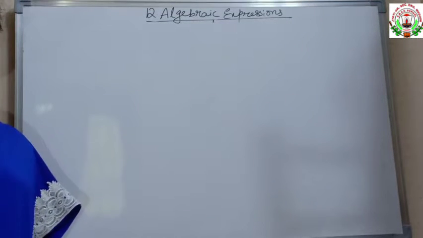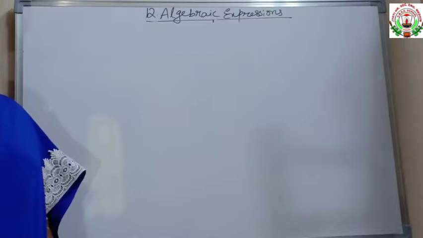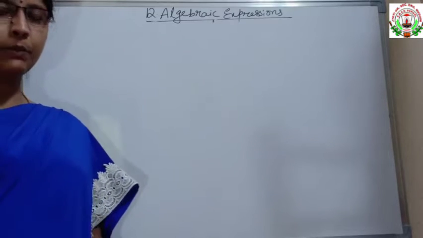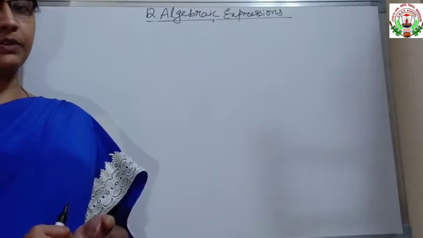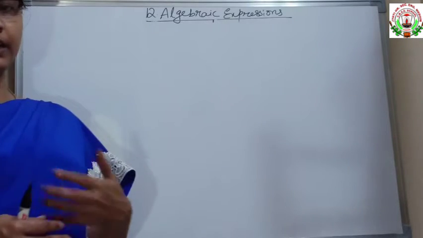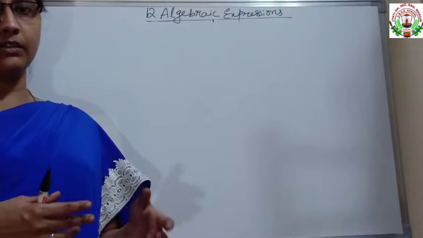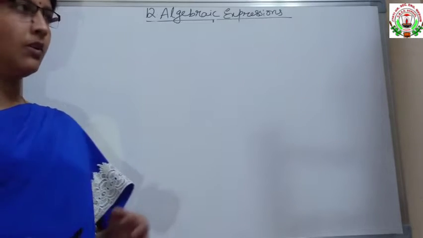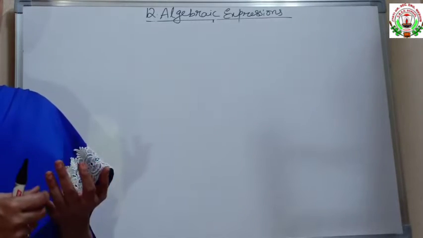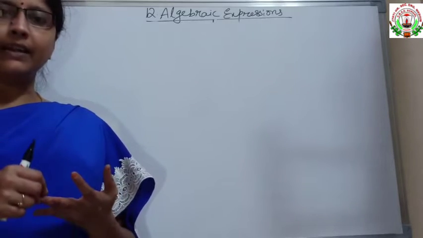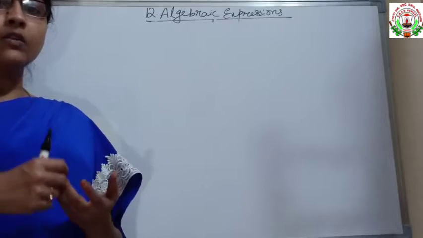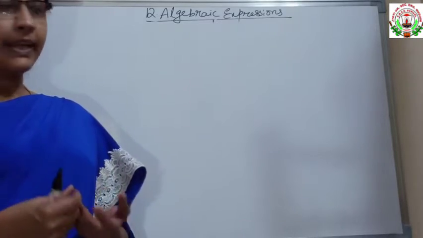Continuing with our 12th chapter, algebraic expressions. We have completed our exercise 12.2 up to addition and subtraction of algebraic expressions. Let us once again revise what we have learnt in the chapter up to now. We have learnt about what is an expression. Next we have learnt the factors, that is the concepts of algebraic expressions.